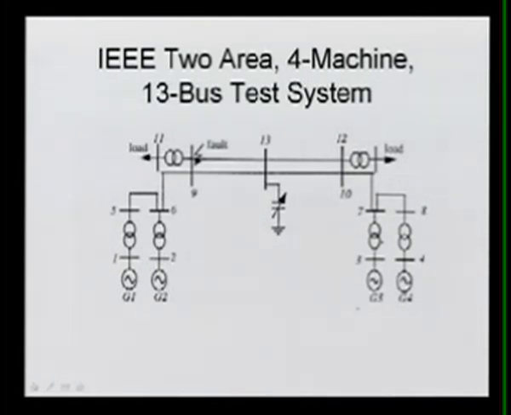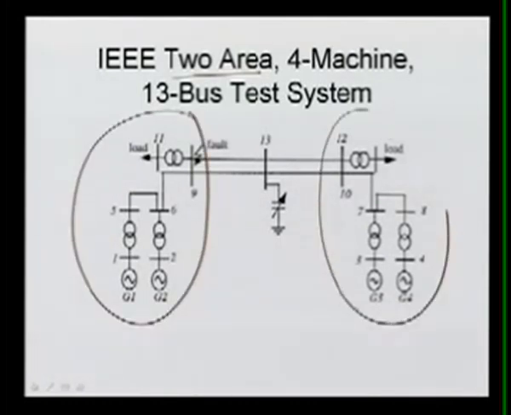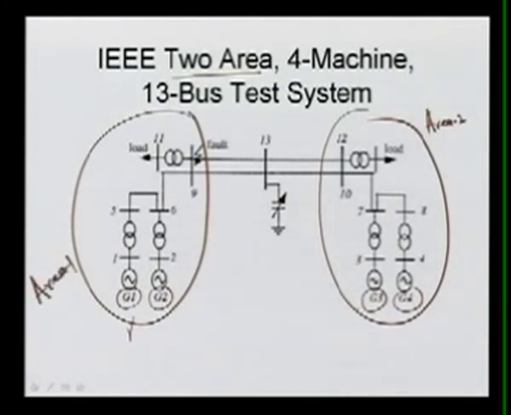To understand how we go about the multi-machine system, we will look at the IEEE two-area system. Here this is area 1, and this is area 2. In area 1 we have two machines, generator 1 and generator 2. In area 2 we have generator 3 and generator 4. This is a 13-bus test system. You can see buses 1, 2, 3, 4, 5, 6, 7, 8, 9, 10, 11, 12 and 13.